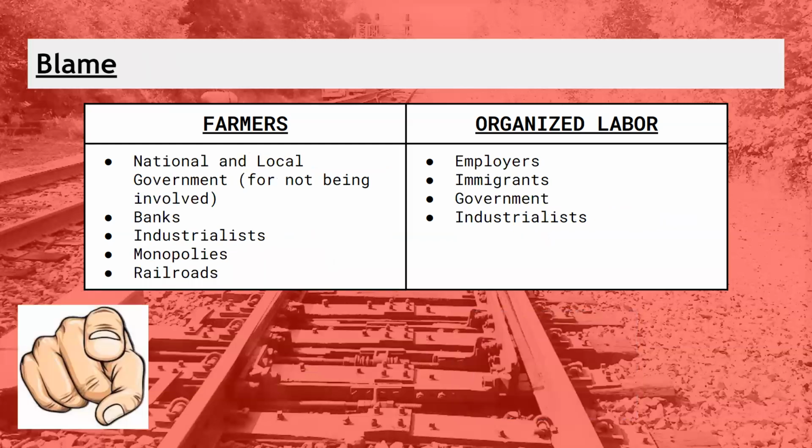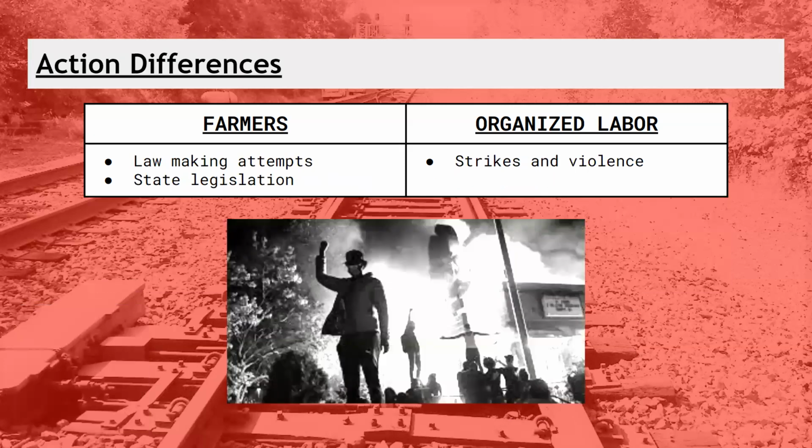Blame. Who did they blame for the problems? Farmers blamed national and local government, because of laissez-faire, because they were not being involved. They didn't like the banks and industrialists, especially monopolies and railroads. Organized labor didn't like their employers. They didn't like immigrants, like some Know-Nothings. They didn't like the government, and they didn't like industrialists either.